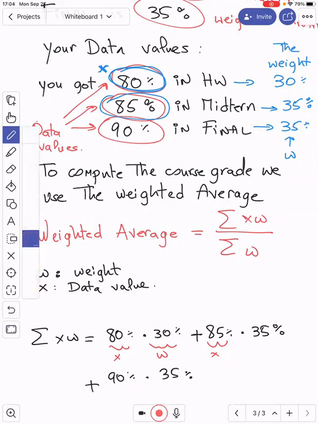So this is your data value, and this is the weight of the homework. You see the difference, guys, between the weight and the data value. Your score in the exam, that's your data value. Then the weight of the exam, that's the 30 or 35%, etc.